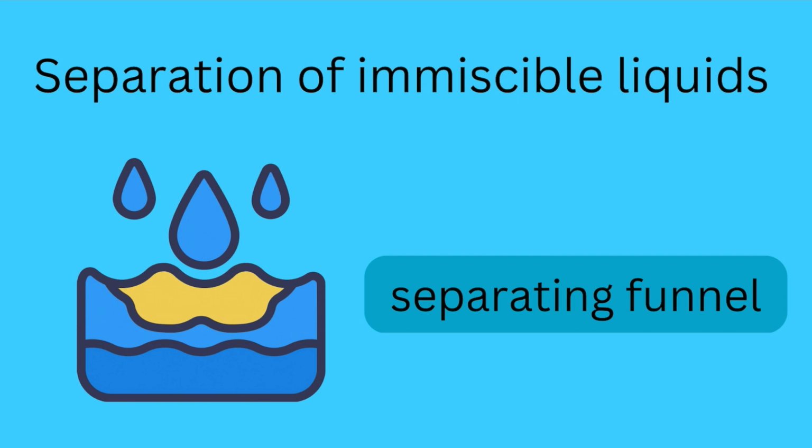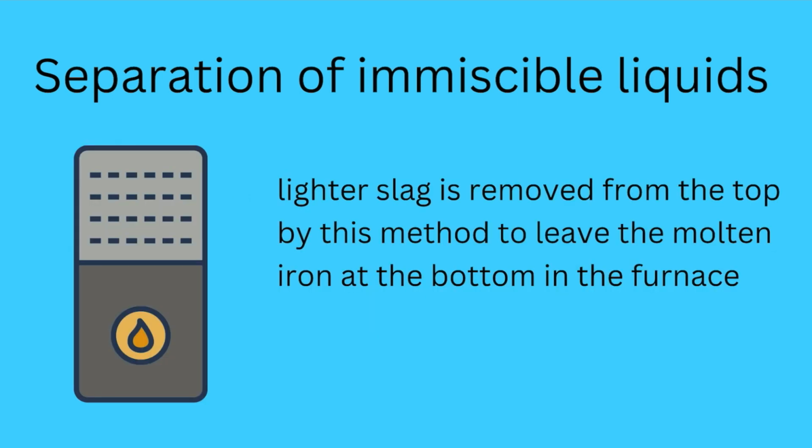Now, a few applications of the separating funnel. Obviously the one we already saw, which is separating oil from water. Oil and water are immiscible liquids. Whenever you come across immiscible liquids, a separating funnel is the way to separate them. Another example, used industrially, is separating iron from iron ore.